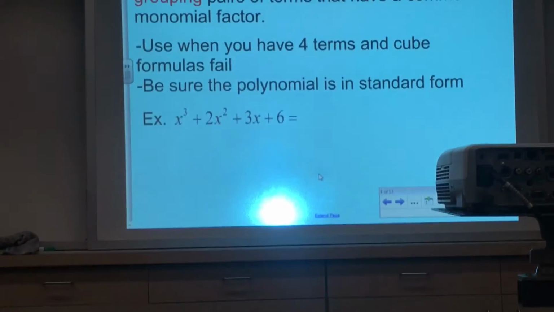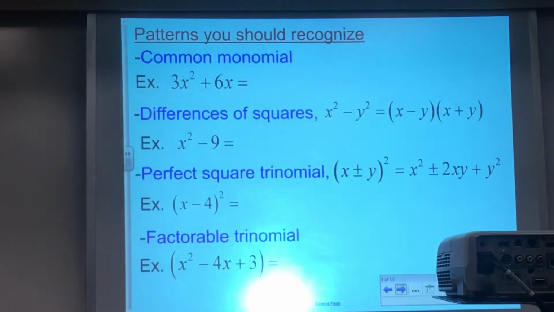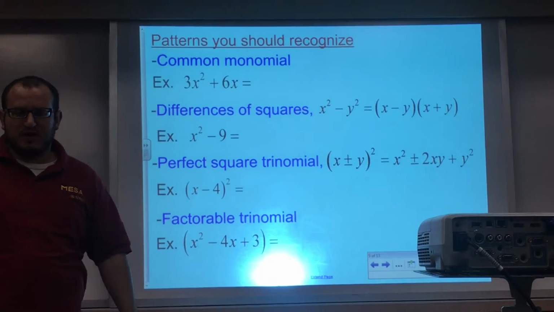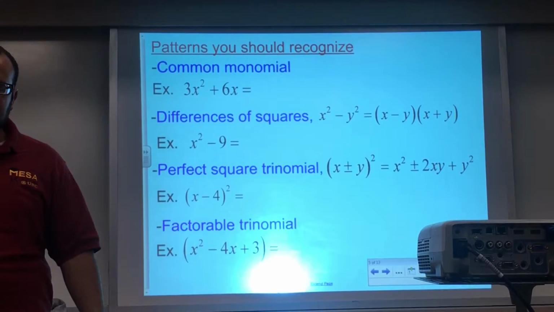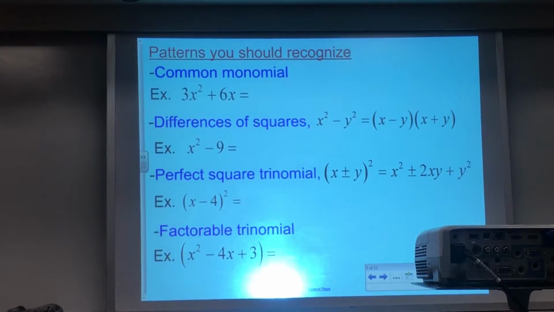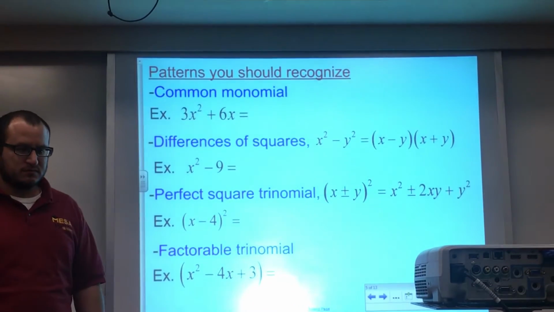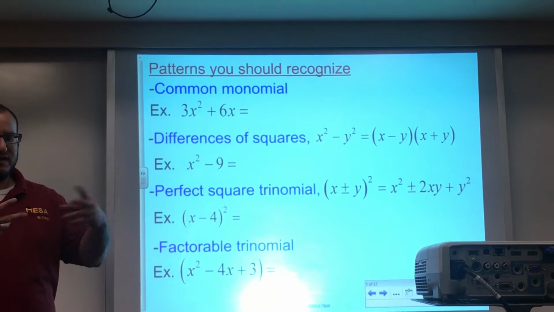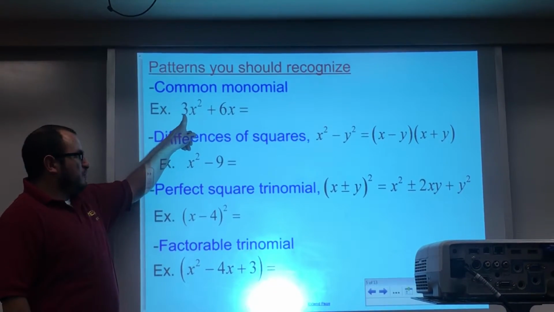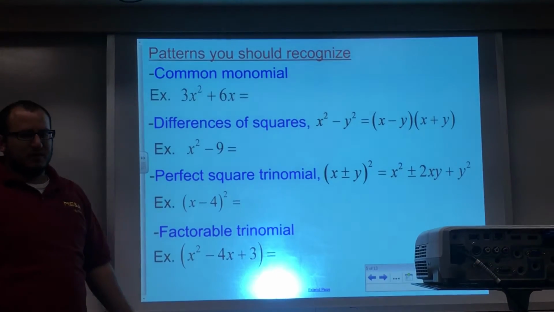All right, what's next? These are just some patterns that you should recognize, stuff that we've seen in the sections that we covered up to this point. First one, common monomial. What that means is that if you look at the problem, they have something in common. So think for a moment. What does 3x squared plus 6x have in common?